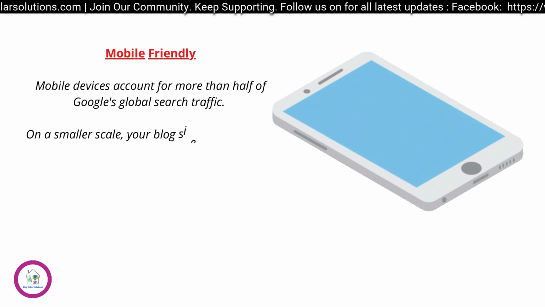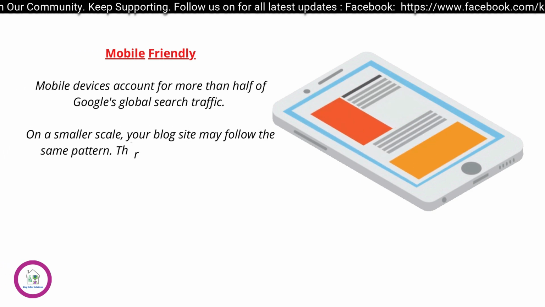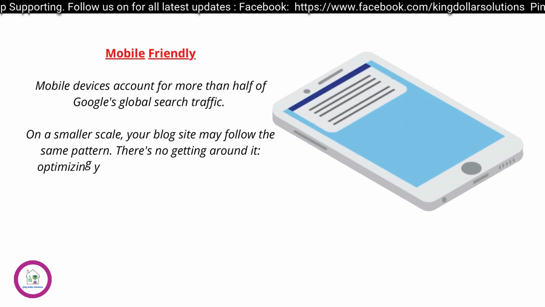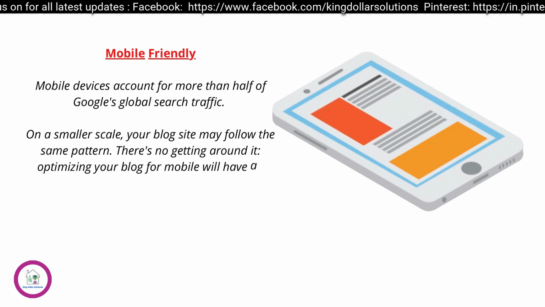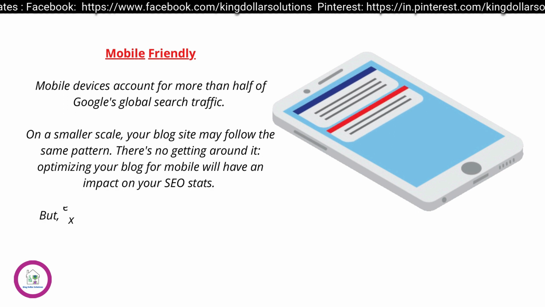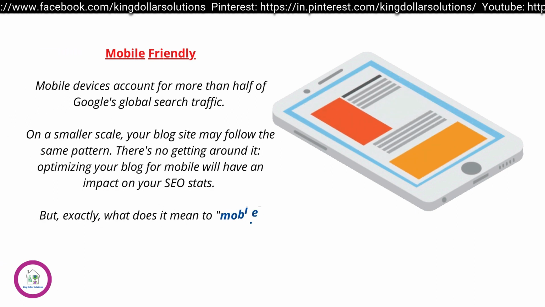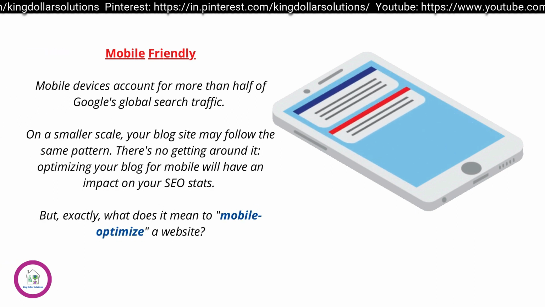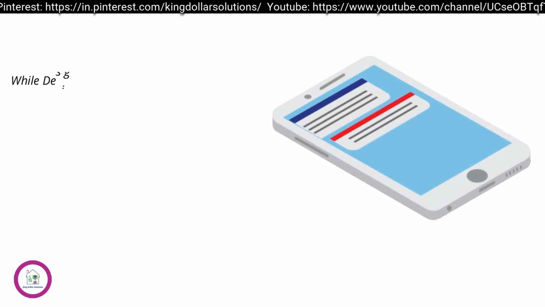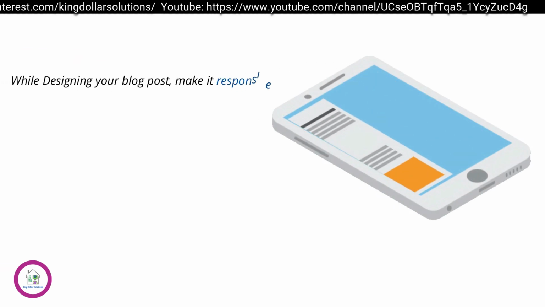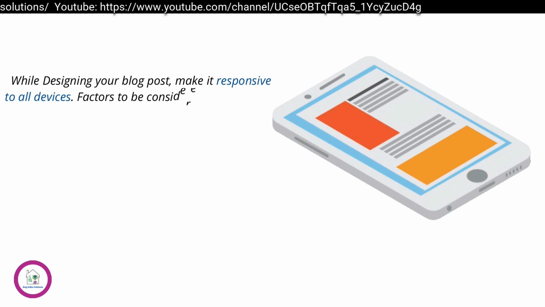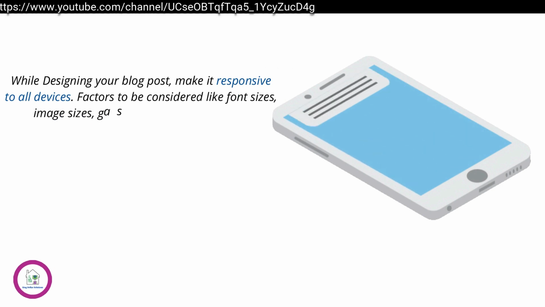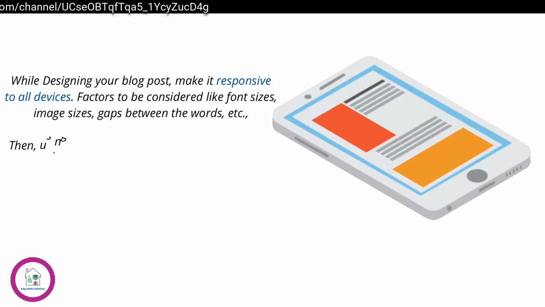On a smaller scale, your blog site may follow the same pattern. There's no getting around it. Optimizing your blog for mobile will have an impact on your SEO stats. But exactly what does it mean to mobile optimize a website? While designing your blog post, make it responsive to all devices. Factors to be considered include font sizes, image sizes, gaps between the words, etc.